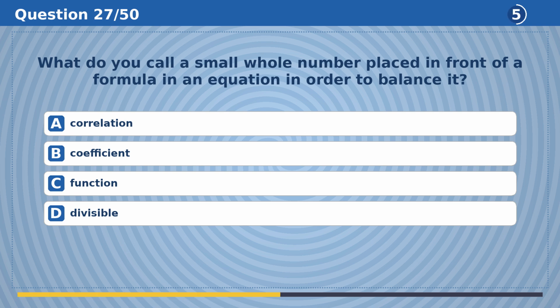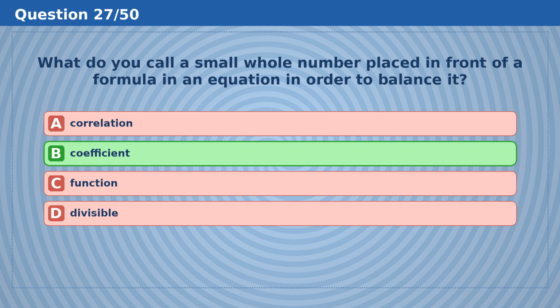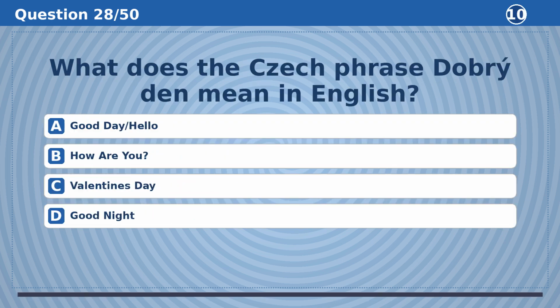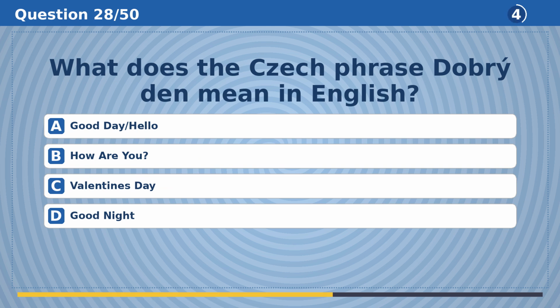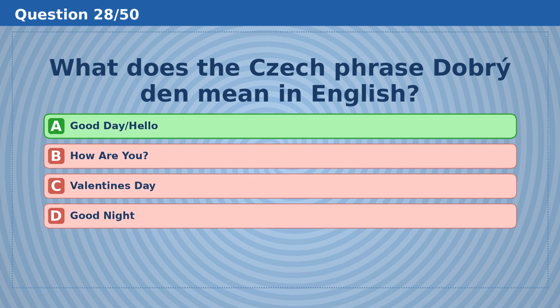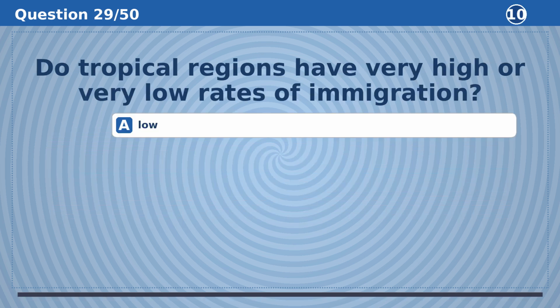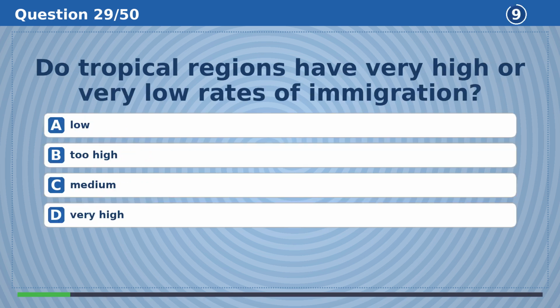What do you call a small whole number placed in front of a formula in an equation in order to balance it? The answer is B. Coefficient. What does the Czech phrase dobrý den mean in English? The answer is A. Good day/hello.